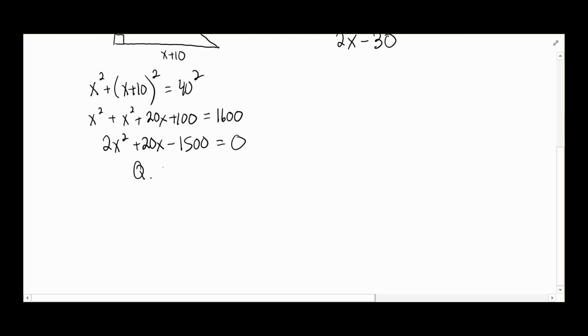At this point, I could use the quadratic formula until I get two answers. One of those answers is going to be unreasonable because it's going to be negative or something like that. The other one's going to be reasonable.